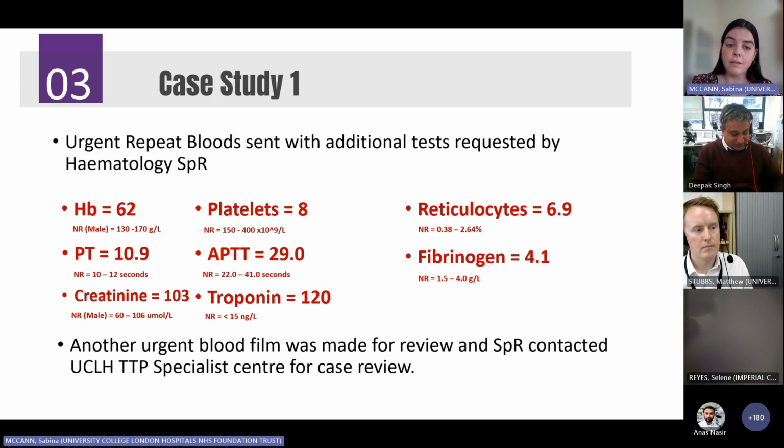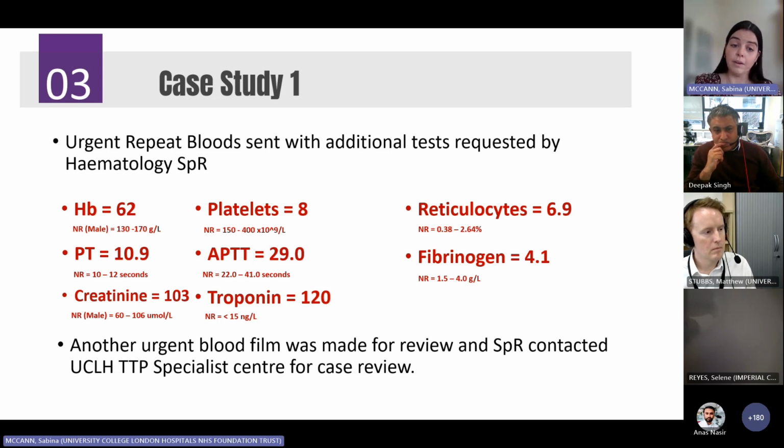So following on from this, a repeat FBC sample was sent with additional testing. Again, the haemoglobin came back at 62, the platelets are at 8, and the reticulocyte count is 6.9%, so that is raised. A coagulation screen was sent, and all of those parameters are normal. Your creatinine has slightly increased to 103, and troponin is now 120.